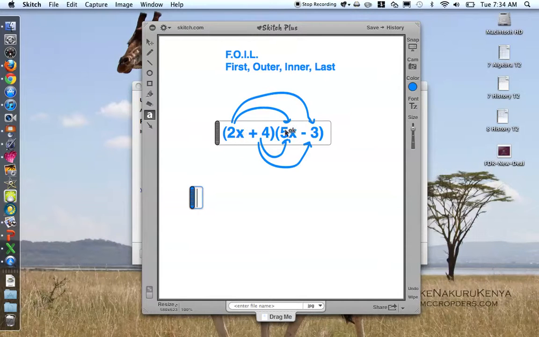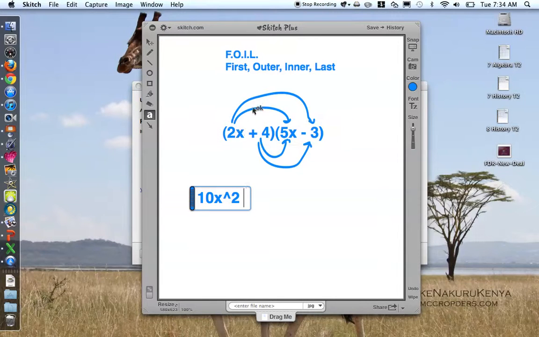So we do 2x times 5x first. Well, 2 times 5 is 10. x times x is x squared. So I get 10x squared. And you're going to understand that this means squared because I don't have a squared button on my keyboard right now. All right, so 10x squared.